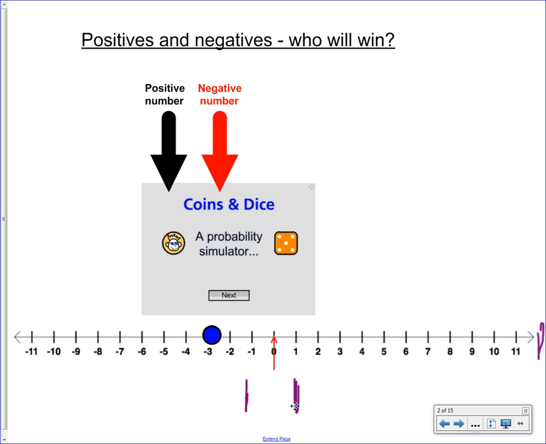Sorry, let me just get rid of these things. These are things I did in the lesson. I've accidentally saved them on top. This is just a game to start off looking at negative numbers, where two students each get a dice. One person's dice is moving in a positive direction, the other one is moving in a negative direction.